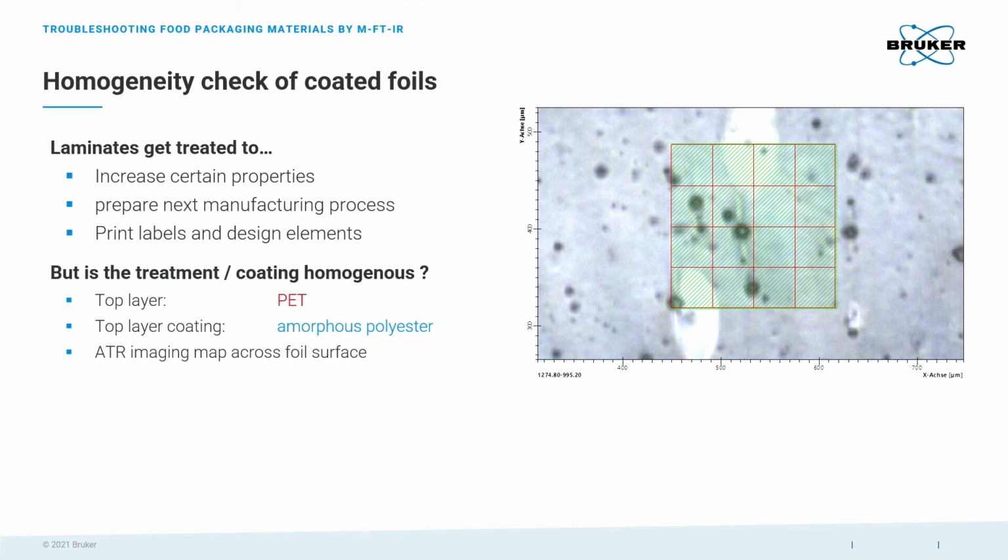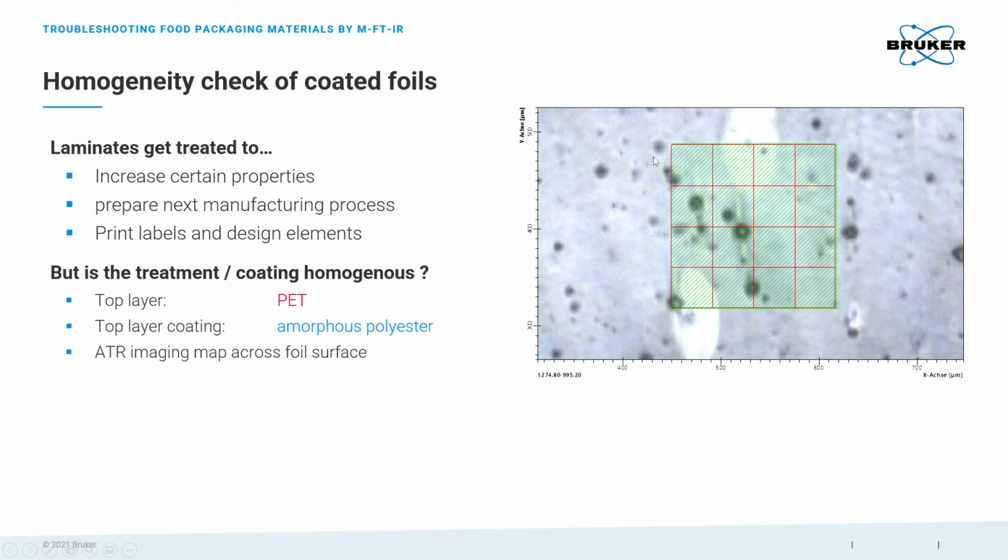Because without homogeneity, the quality is decreasing, for example. So that means we have here a PET top layer. This PET top layer is also coated with a polyester, and it should be homogeneously coated. Of course, we also see some black structures in the visual, but usually these are present on any sample, even if they are really homogeneous or not. But the visual inspection is not sufficient to answer the question if a coating is homogeneous or not.